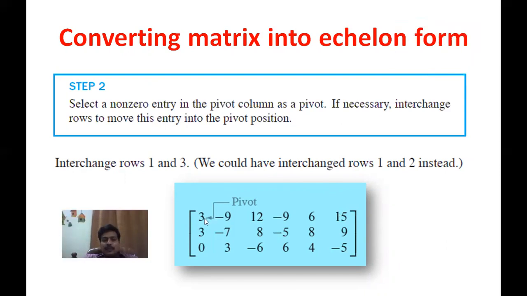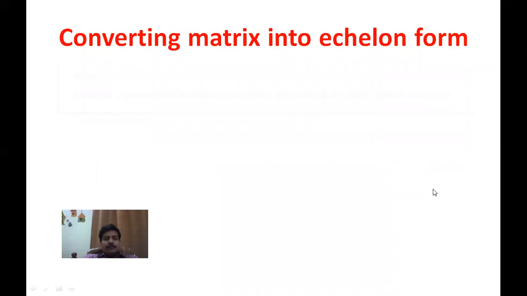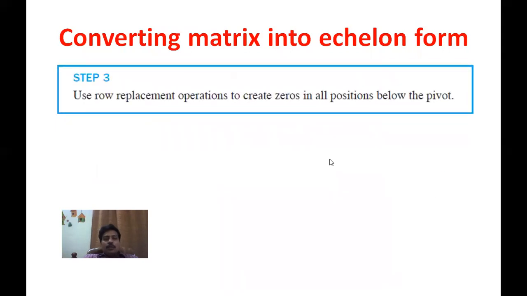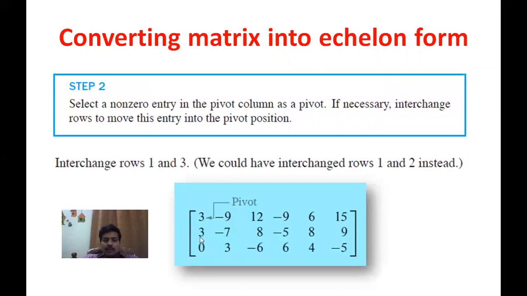So this is the pivot, and these are the other two rows. This is the pivot column. Now the third step: use row replacement operations to create zeros in all positions below the pivot. We need to make these two entries zeros. This one is already 0, so I need to make the other one 0.